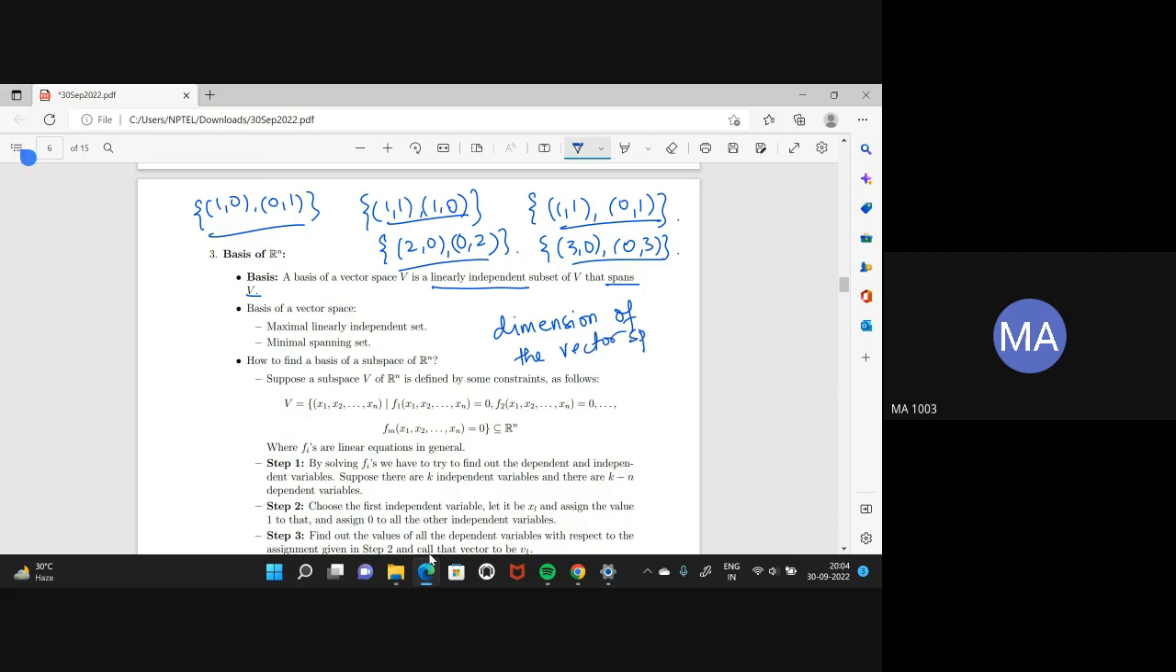The number of elements in any basis for the vector space is called the dimension. Whatever the vectors, I need two directions to span R2, right? Yes, ma'am. Ma'am, how do we find the cardinality of a basis for a matrix set?